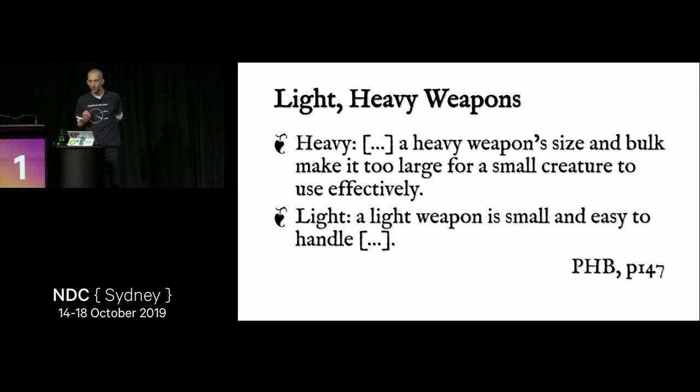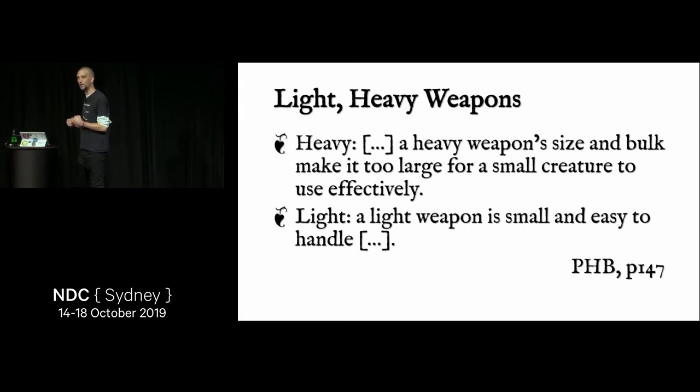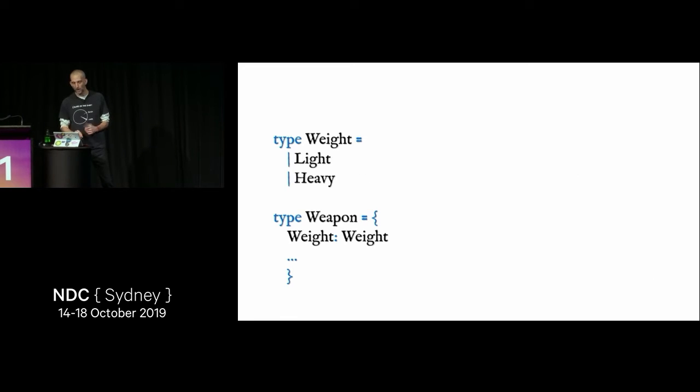The fourth problem I encountered was light and heavy weapons. If you look a bit at the rules, you will see that some weapons are heavy. A heavy weapon is a big weapon, which is difficult to carry, and so on and so forth. And a light weapon is small and easy to handle. Given what I told you before, it sounds like a weapon is either light or heavy. Sure enough, this has to be a discriminated union. So I would go about this and say, great, I have a weight which is light or heavy. My weapon is going to be light or heavy, and everything is fine.